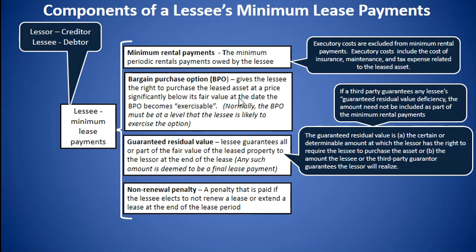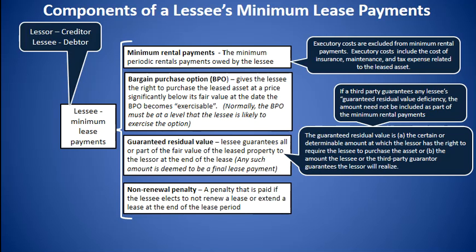Another potential component of minimum lease payments would be what they call the BPO, or the bargain purchase option. And this gives the lessee the right to purchase the leased asset at a price significantly below its fair value at the date that the BPO, the bargain purchase option, becomes available. In other words, you'd be crazy not to purchase that particular item because the price is going to be significantly below that.